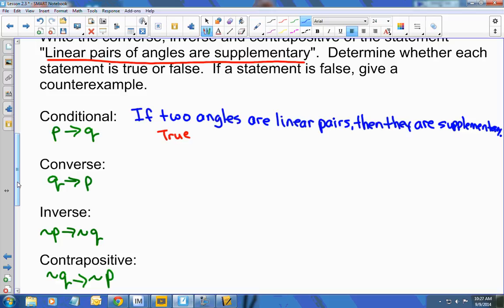Okay, now the converse is going to take and flip-flop that. Okay, so what would that read if I flip-flopped it?